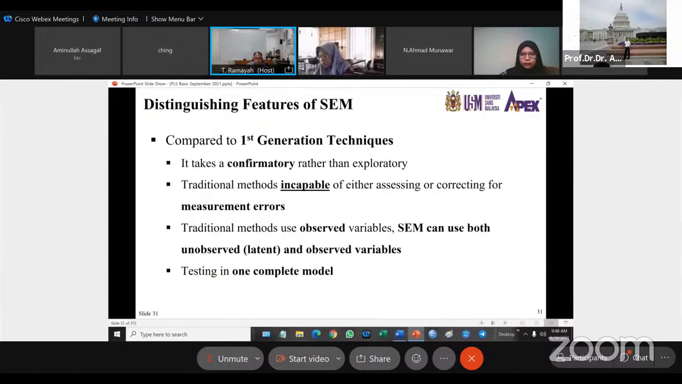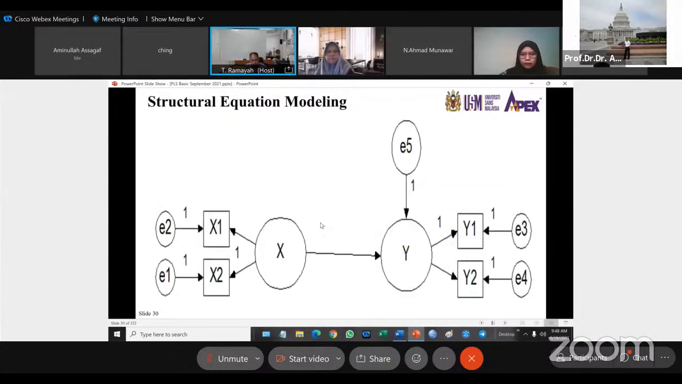The second difference between your EFA and CFA is that in CFA we have this error term. We call it the measurement error, and we have another error term here. We call it residual error. This measurement error is now incorporated into your model. Where does this measurement error come from? You learn in your research method classes.